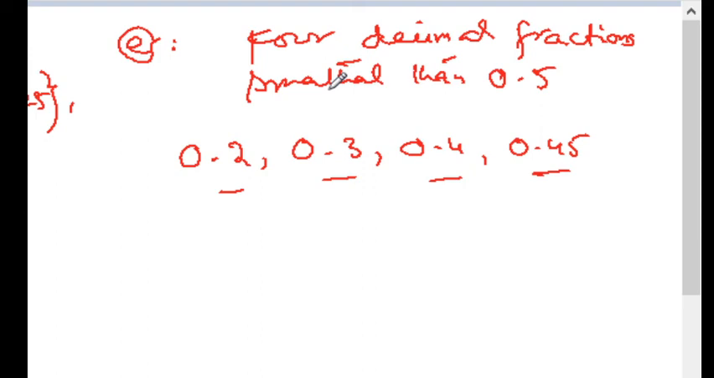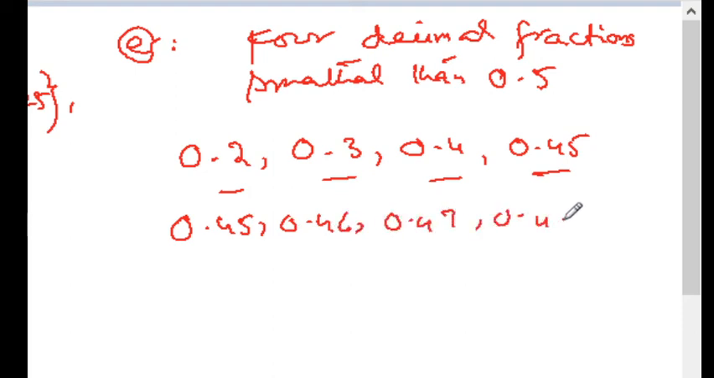Okay, fine. This is up to you. You can take any number, like I can take another set also here, 0.45, 0.46, 0.47, 0.48. These are also less than 0.5. Now this is 3 parts from question number 2. Now question 3 we are starting.